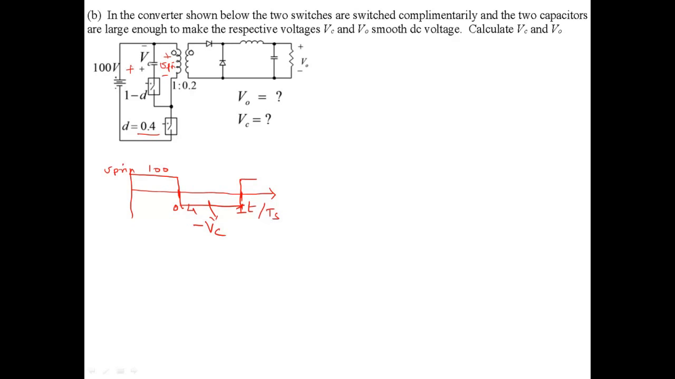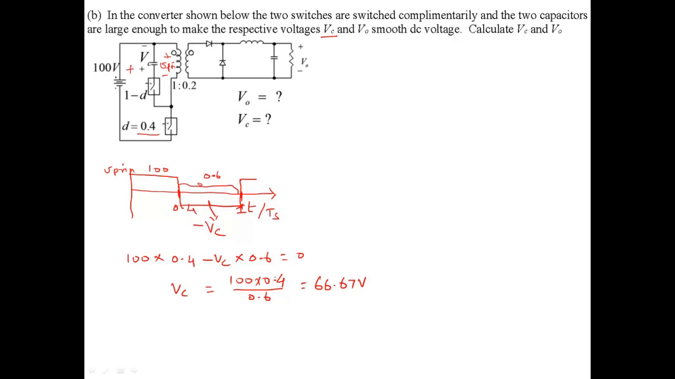That's the primary voltage. So if we write the volt-second balance equation, we will write this as 100 times D of 0.4 minus VC times this duration here, that's 1 minus D, or 0.6, times 1 minus D times Ts. That is equal to 0, or VC, the capacitor voltage, is 100 times 0.4 over 0.6, and that is 66.67 volts.